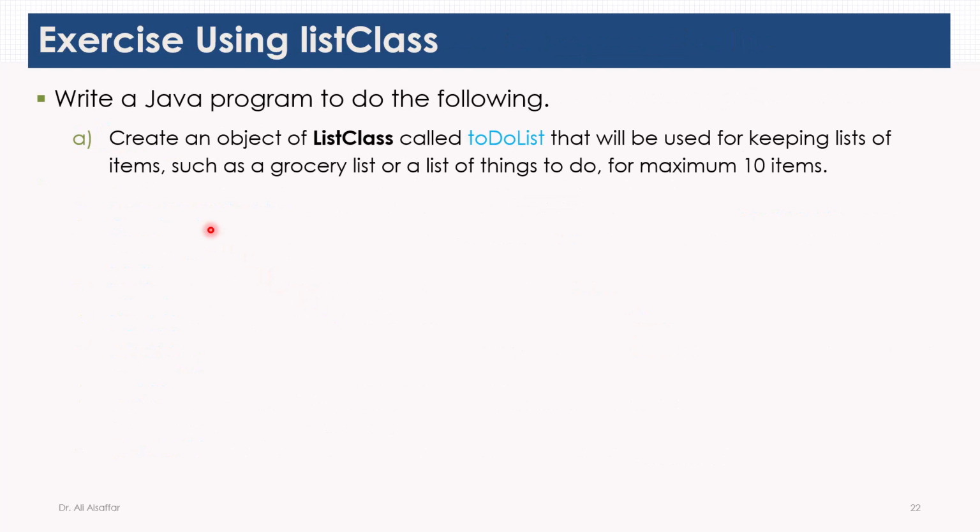For testing the list class, we are going to write a Java program to do the following. First, create an object of the list class called ToDoList that will be used for keeping a list of items, such as a grocery list or a list of things to do, for a maximum of 10 items. Let us go to JGrasp and implement this part.